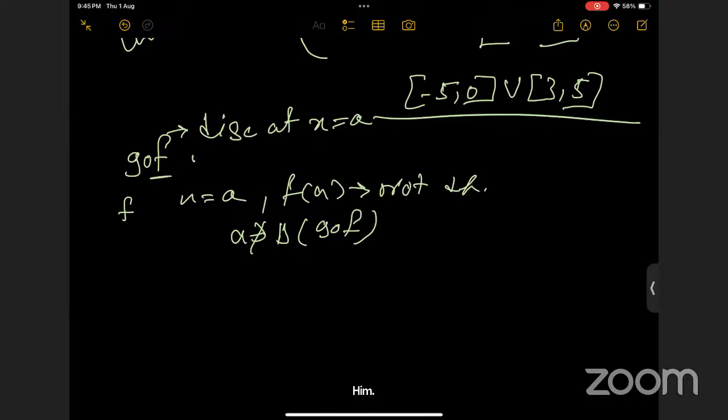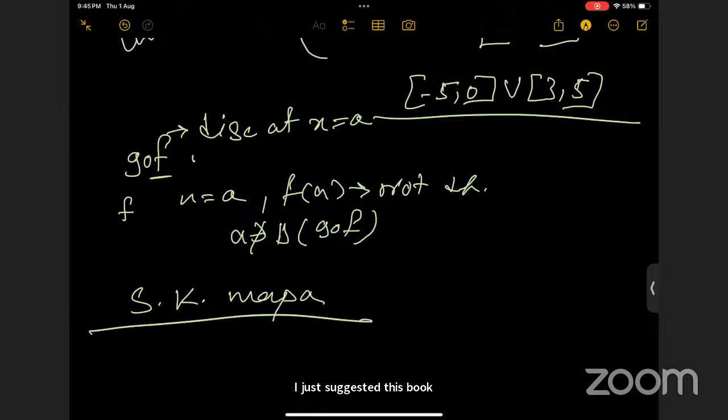So again, we can suggest what I just suggested, the book by S.K. Mapa. This is basically a very basic book for introduction to real analysis. It is available over the internet. There are lots of examples for limit, continuity, sequence and so on. You can take this book and solve all the examples. Okay. Then the concept will be more clear to you.